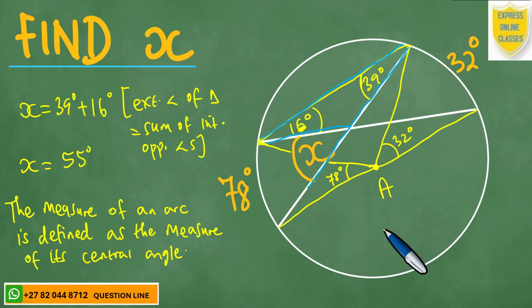In this particular case, for instance, the measure of this arc, which is 78 degrees, is defined as the measure of its central angle, which is 78 degrees as well. The measure of this arc, which is 32 degrees, is defined as the measure of this particular central angle as well. With that observation, we can rest assured that the measure of the angle x is exactly 55 degrees.